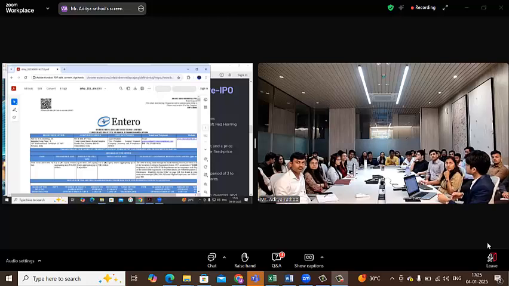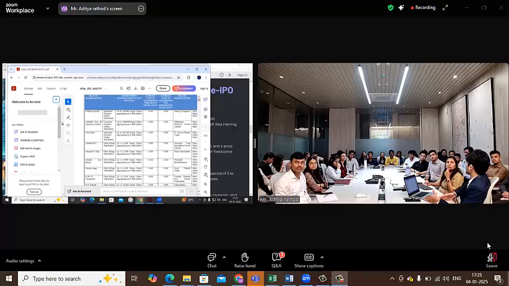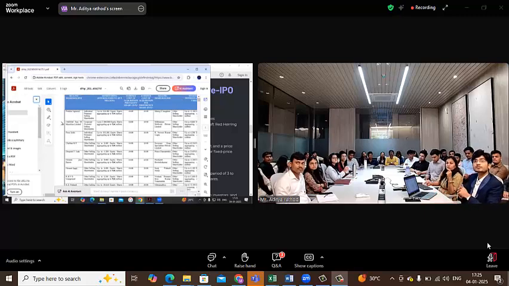Then you have disclosures relating to the promoters as well. These are the promoters before the issue of the shares. This was the shareholding pattern of those shareholders. Then you have finance related disclosures. So this is the first page.